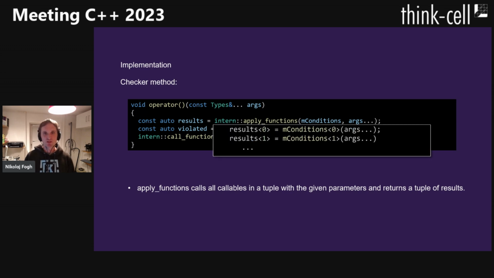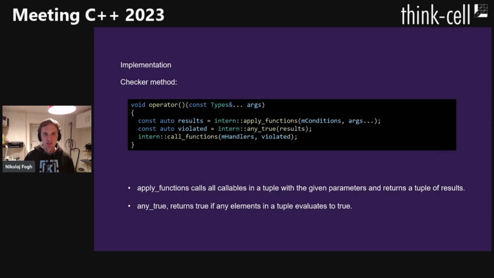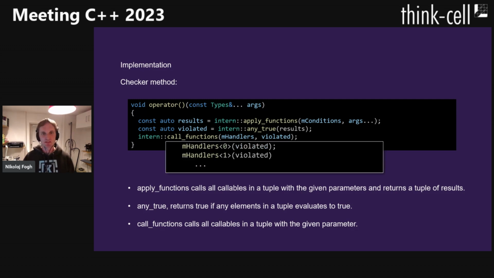So in essence, what it does is this. Result 0 is m conditions 0 called with the arguments. Result 1 is m conditions 1 called with the arguments, and so forth. So now we have a tuple of whether or not these individual conditions have been violated. Any true just returns true if any element in a tuple evaluates to true. And in the end, call functions just calls all callables in a tuple with the given parameter. So it calls m handlers 0 with the violated parameter, m handlers 1 with the violated parameter, and so forth. So again, it is quite a simple implementation.